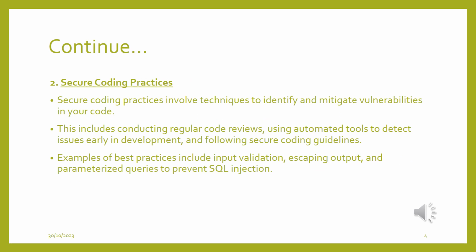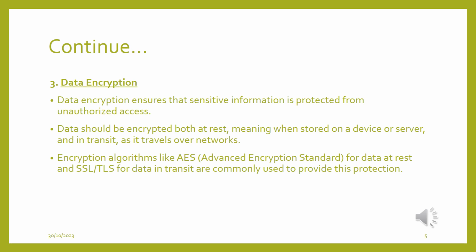Next one is secure coding practices. Secure coding practices involve techniques to identify and mitigate vulnerabilities in your code. That means it includes conducting regular code reviews, and we should automate the tools to track issues early in the development, and we should follow the secure coding guidelines. Examples of best practice include input validation, escaping output, and parameterized queries to prevent SQL injection.